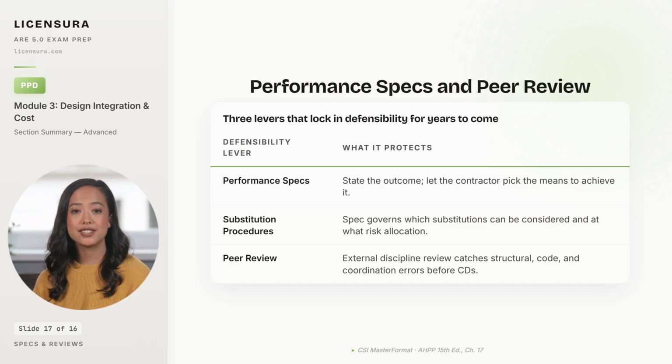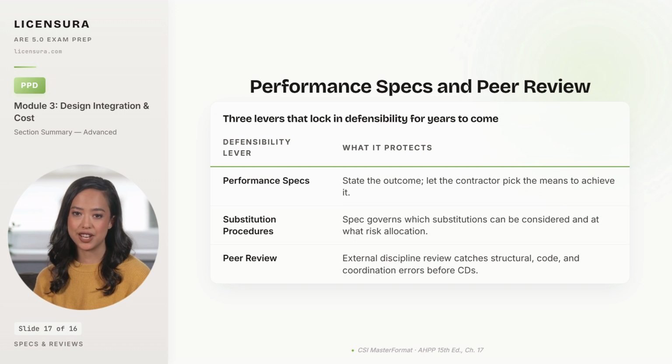Performance specifications state the outcome the contractor must deliver: air leakage rates, acoustic ratings, structural deflection limits, and let the contractor select the means and methods to achieve them, which shifts selection risk away from the architect and onto the contractor, while preserving the performance the design depends on.